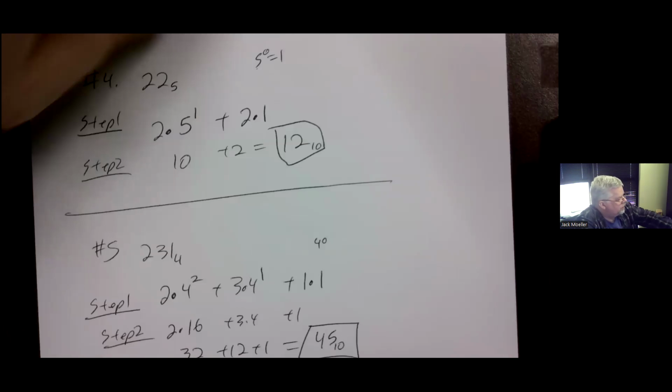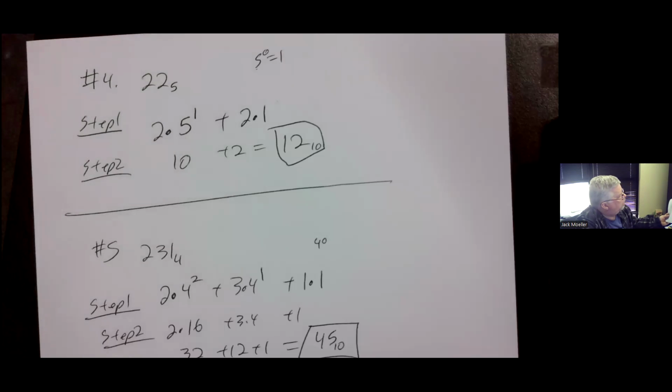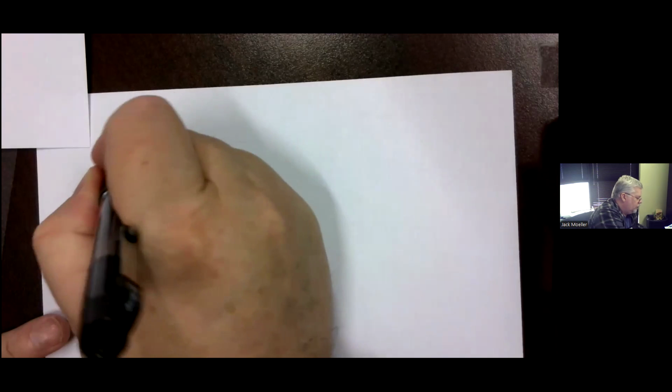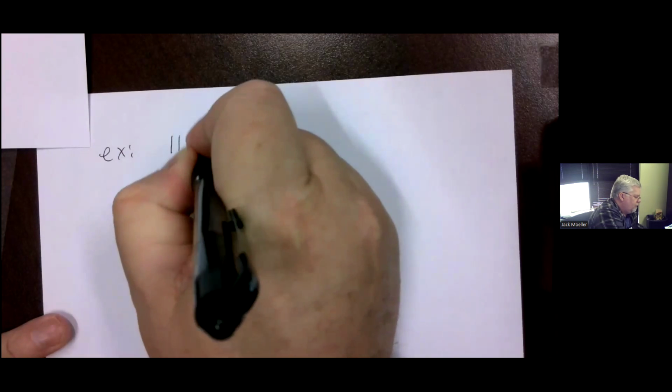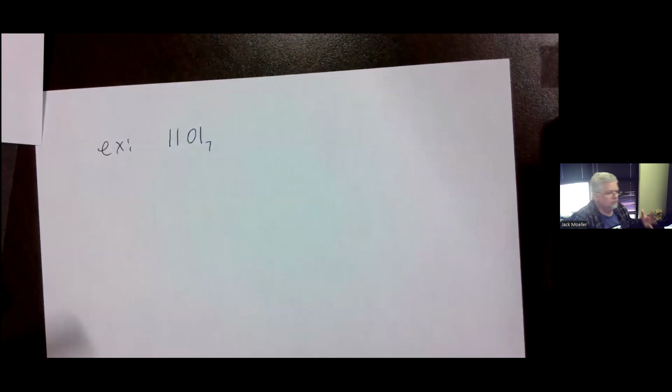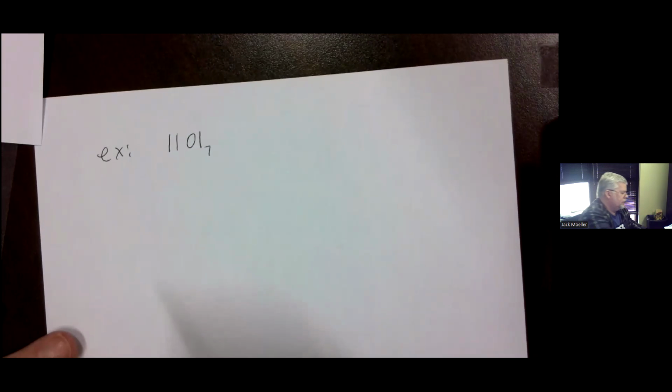Now let me do this same number, but in a different base, to kind of show you, maybe that'll help a little bit. So this one's not on there, but let's do the same number, 1101. But now let's do this base of 7, just because. So what does this mean?